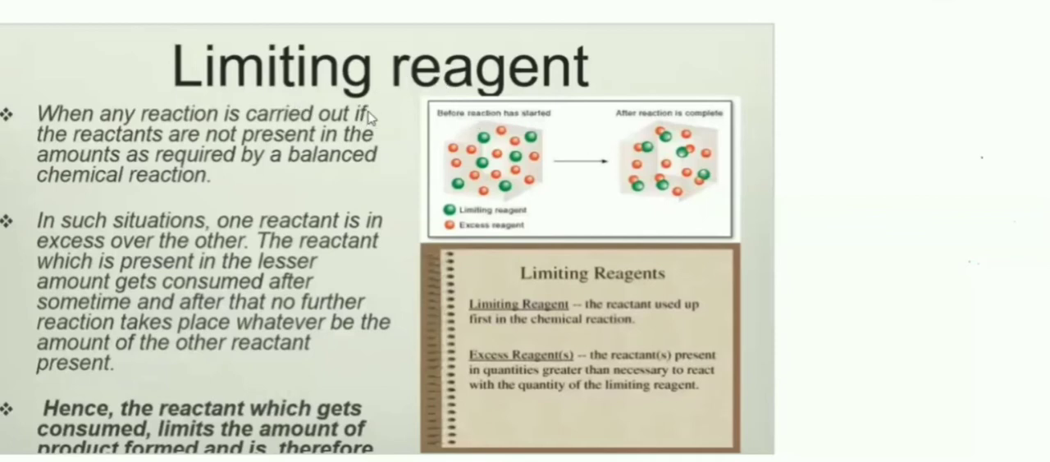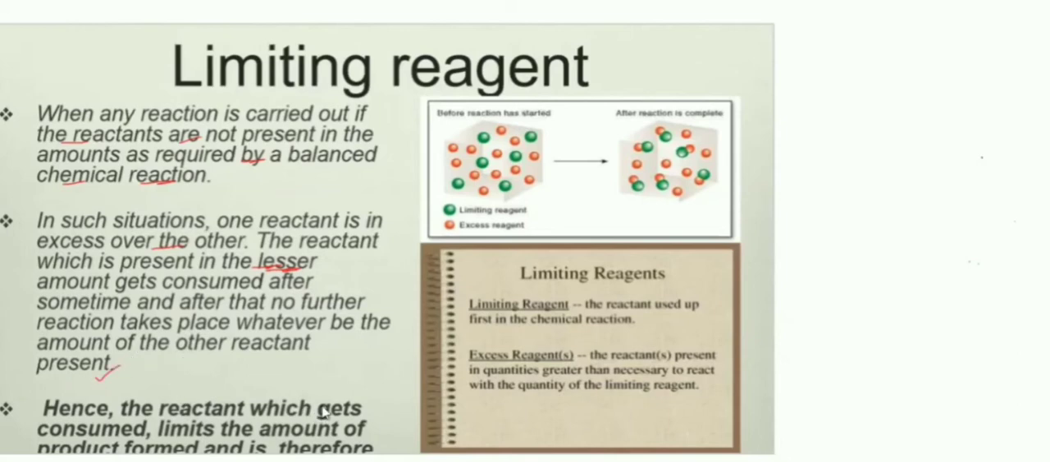First, we come to the definition of limiting reagent. When any reaction is carried out, if the reactants are not present in the amounts required by a balanced chemical reaction, then that reactant is termed as limiting reagent. In such situations, one reactant is in excess over the other. The reactant which is present in lesser amount gets consumed after some time, and after that no further reaction takes place whatever be the amount of the other reactant present.